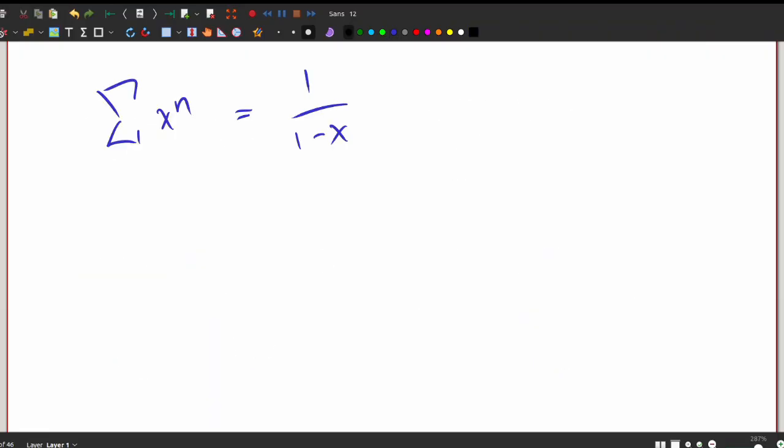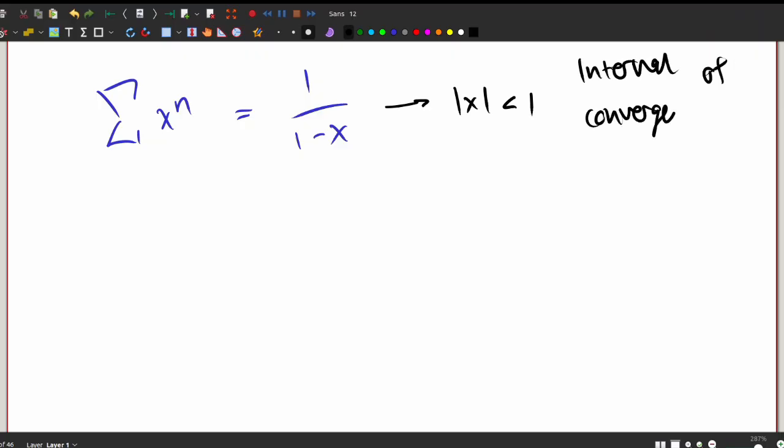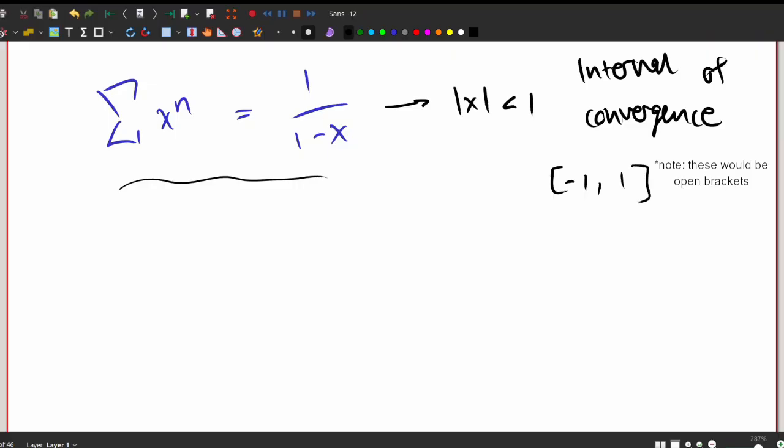However, with that previous example, that formula was only valid if the magnitude of the common ratio was less than 1. And so we say that the interval of convergence, which is simply the range of values of x for which this equality holds true, is from negative 1 to 1. And the radius of convergence would be 1.